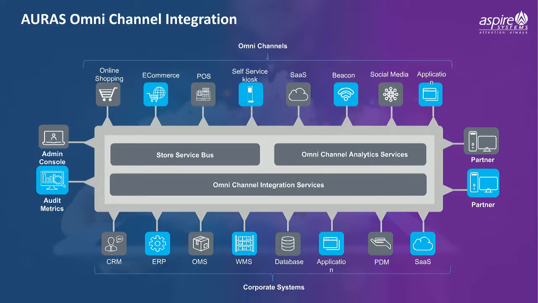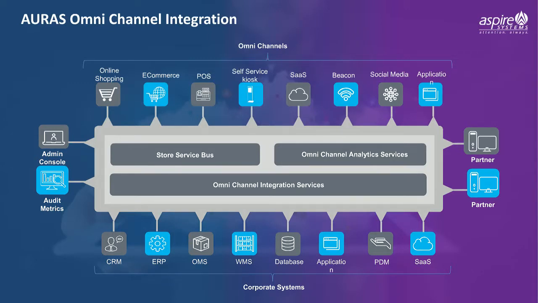Auros Omni is a well-defined reference architecture that addresses today's modern needs as well as the previous legacy application capabilities. Auros Omni comes with a common platform, and that platform is a combination of 3 modules. The base and core module is Omni-channel integration services, which you are seeing at the bottom of that box.